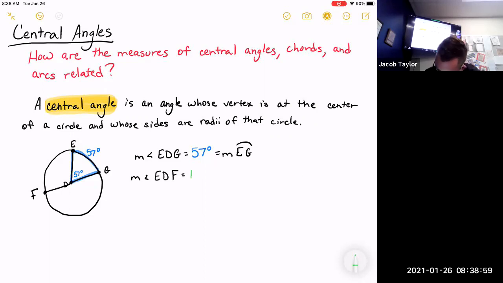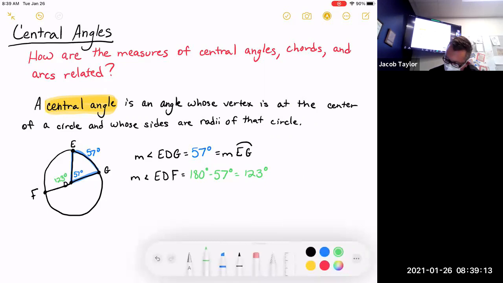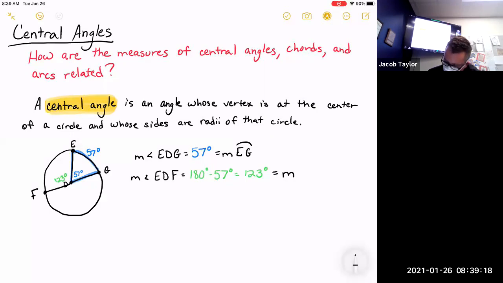And if I make the assumption that FG is a diameter, what would the measure of angle EDF be? 180 minus 57. Close. So this will be 123 degrees. Wait, hold on. The circle's 360. When do you subtract it from 360? No, because arc FE is not the rest of the circle. Arc FE is the rest of the semicircle. I would subtract it from 360 if I wanted to know the measure of arc EFG.